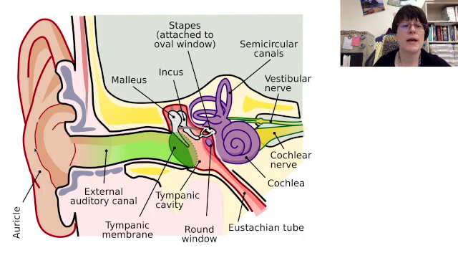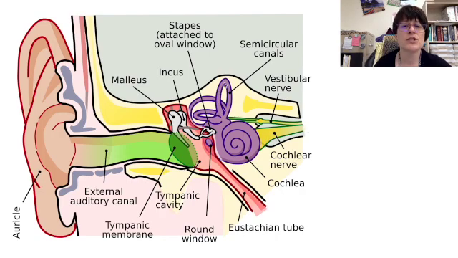Okay, and so what happens is sound comes in through the ear canal. It vibrates the tympanic membrane, which sends these bones vibrating. They are touching the cochlea, which has fluid in it, and that fluid creates waves, and the impulses from that are carried by the cochlear nerve to the brain to be interpreted.